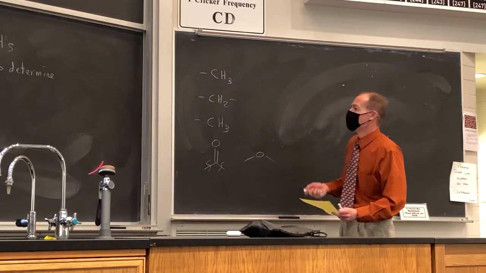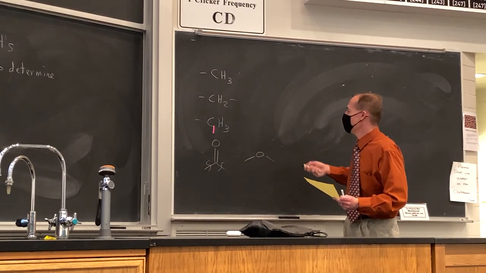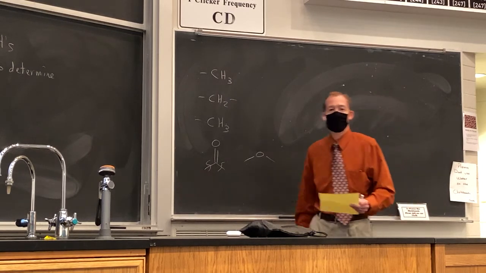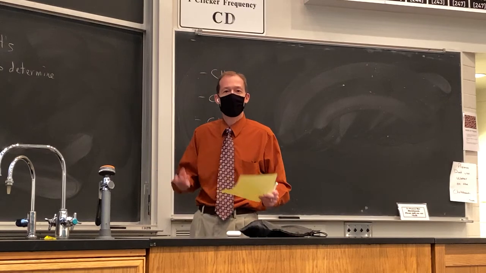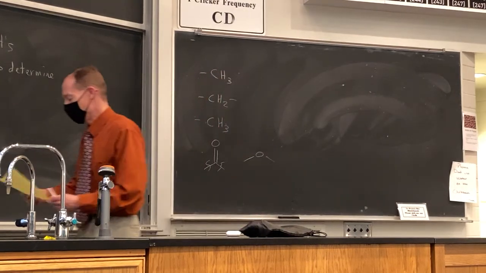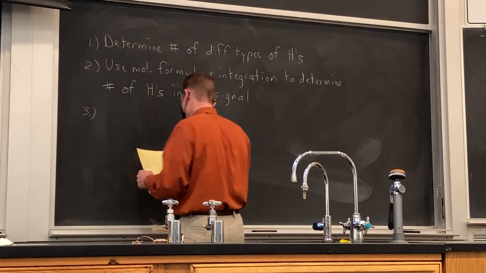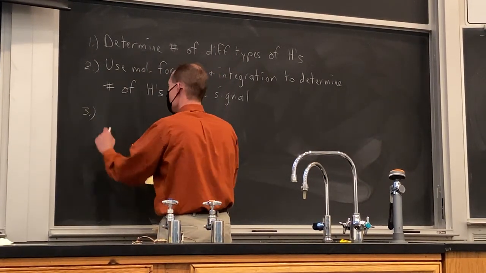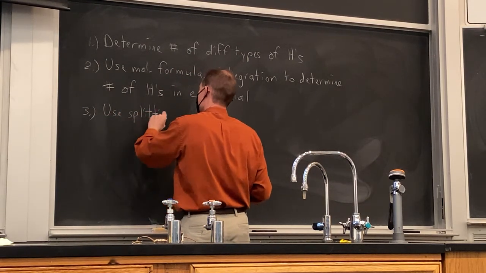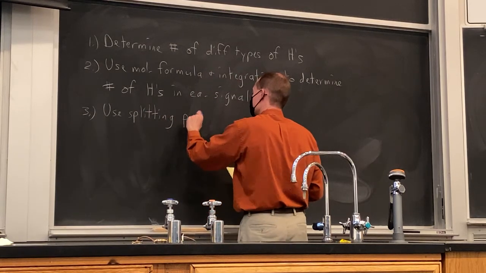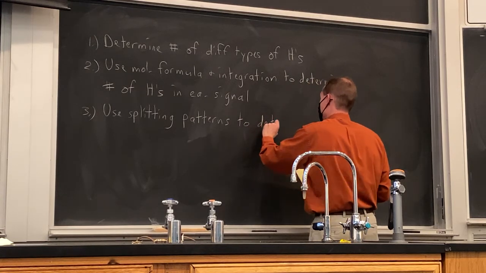Okay? So based on these 2 points and what we got from the mass spec and the IR, we've generated these 5 different fragments. And now, as we go forward, we need to figure out how to connect those fragments together to come up with actual structures. So our third point, we're going to use splitting patterns to determine connectivity.